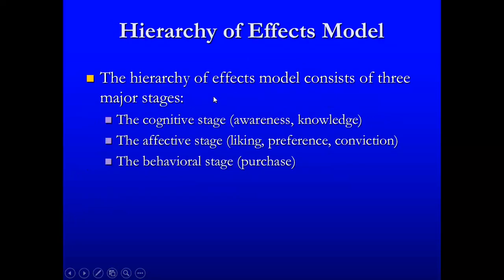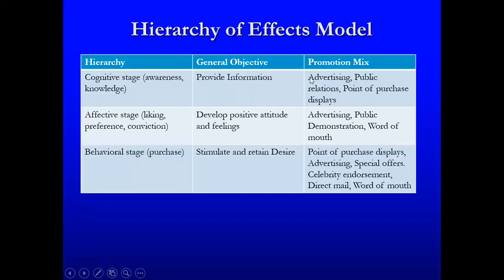So finally, the hierarchy of effects model. The hierarchy of effects model consists of three major stages. One is the cognitive stage, when consumers become aware and have knowledge of our product. The affective stage, when consumers like and prefer our product, and the behavioral stage, when consumers purchase our product. So let us see various promotion mix or promotion activities during various stages of the hierarchy of effects model.